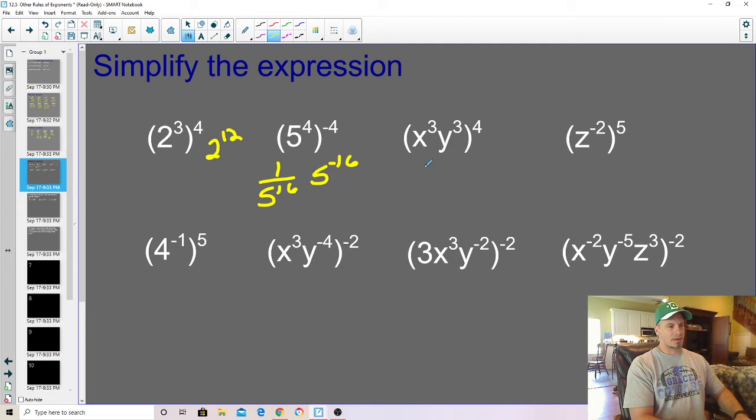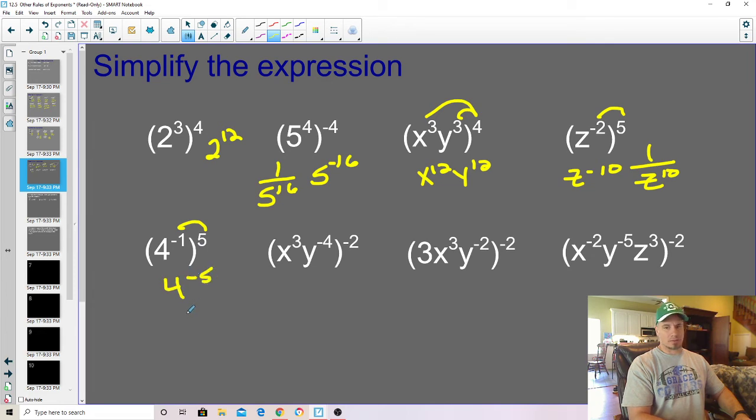Okay, here we have x12, y12. Again, we're distributing and we're multiplying the powers. Okay, here, multiply the powers. You get z negative 10, but that negative tells me to flip it or put it in the denominator. So it's 1 over z 10. Okay. Here, multiply the powers. You get 4 to the negative 5. Negative tells me to put it in the denominator, so it's 1 over 4 to the fifth.